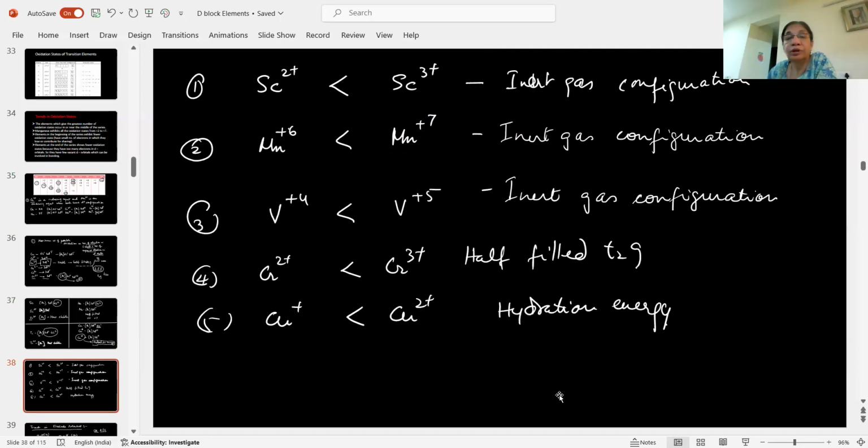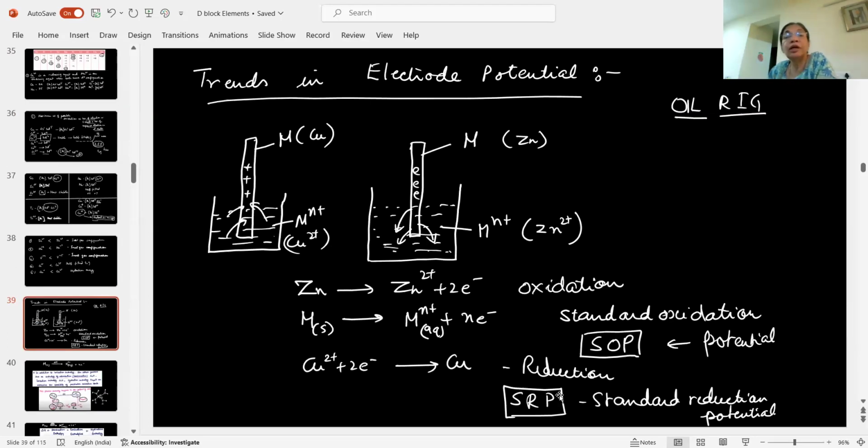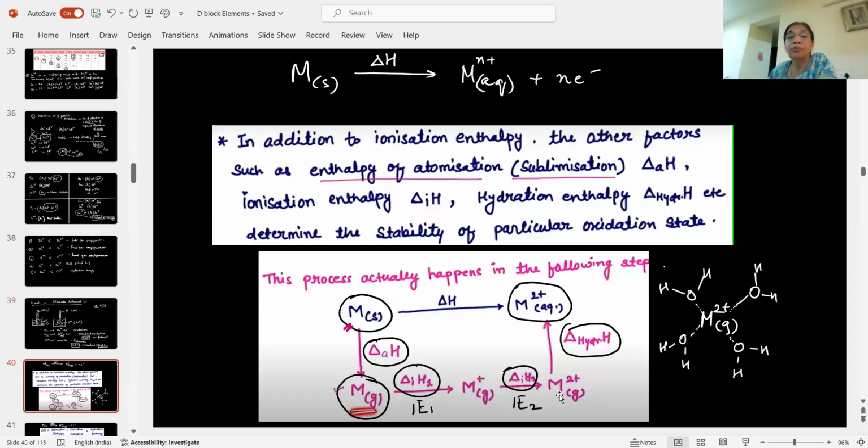So there are many questions like this. We have discussed all of them. Now we will discuss some more. Then trends in electrode potential. This is also very important.